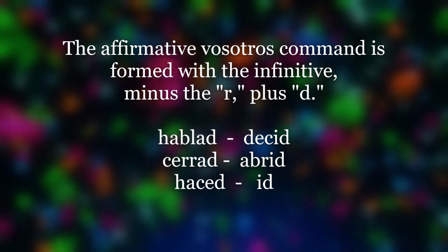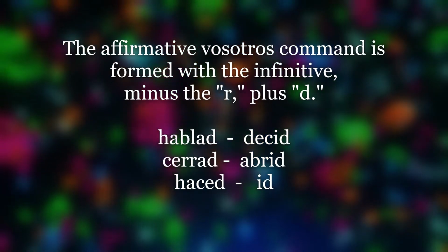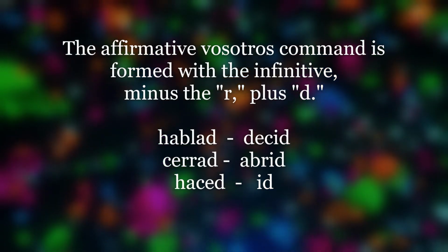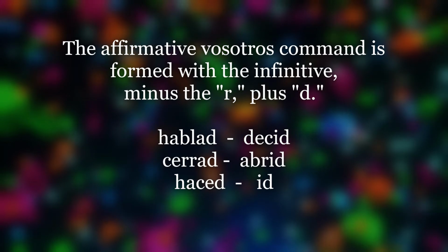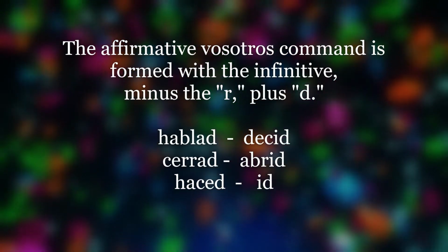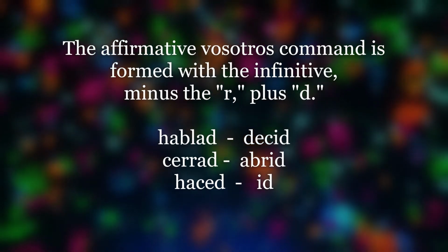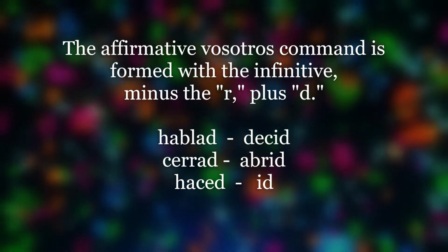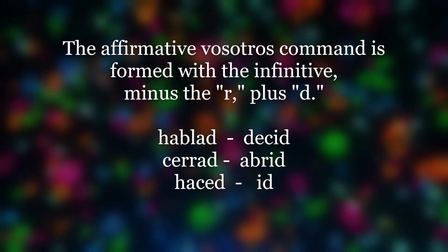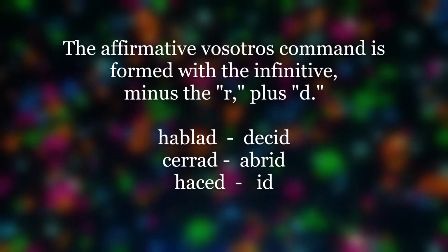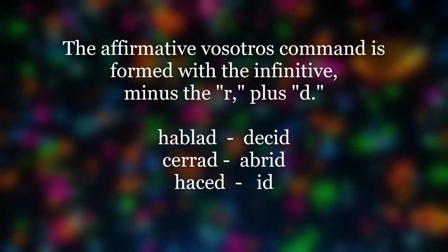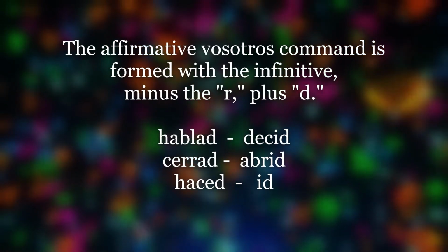To form the affirmative vosotros command, drop the R of the infinitive and add D. Like in the case of hablar, drop R, change R with D. So you say hablad. In the case of decir, drop R, so it becomes decid. Cerrar, cerrad. Abrir, abrid. Hacer, haced. Now in the case of id, what is the infinitive form? Of course, ir.